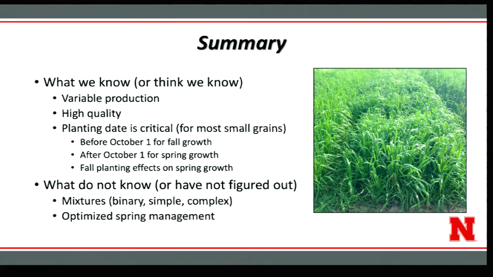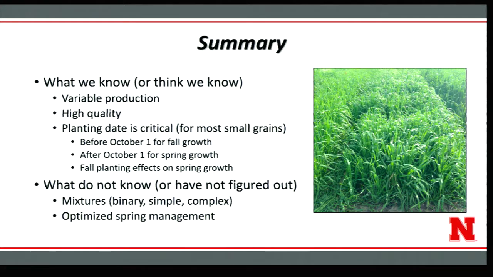Some of the things that we know or think we know about small grains for forage is that they can have a variable production. Oftentimes what we'll see are more differences within varieties of a single species than we see across species. As I mentioned earlier, they can also have very high forage quality.